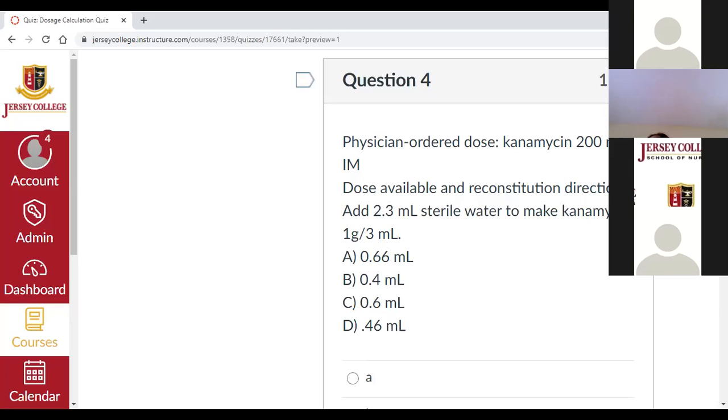That's our dose on hand. Our physician order dose is 200, so our need dose is 200. That's our desired dose, 200 milligrams. Okay. So we put that 200 over the 1 gram per 3 ml, or 1,000 milligrams, because we're going to have to convert it.